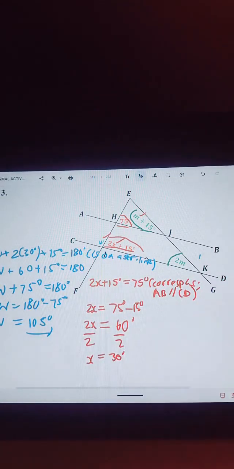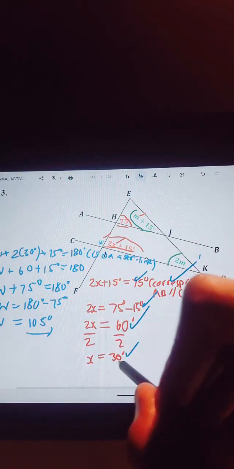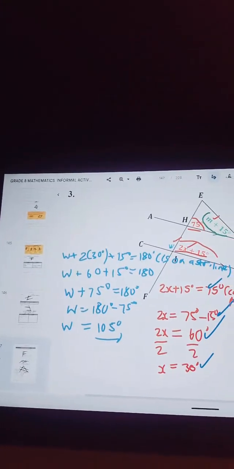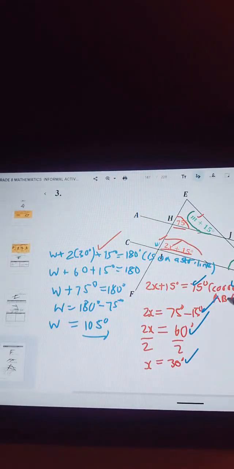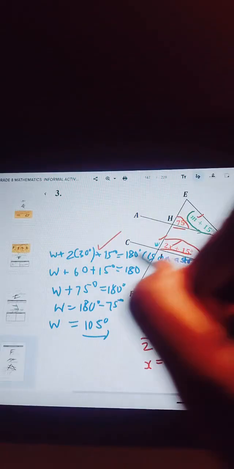So we have X. We got it here. Statement, reason, calculation, answer. We have W, statement, which is largely because of the W plus the 2x plus 15 being angles on a straight line. So W plus 2 times 30 plus 15, in the place of x we wrote 30, which was what we found, is equal to 180. Angles on a straight line, statement, reason. Then we solve. W plus 60 plus 15 is equal to 180. 60 plus 15 is 75.